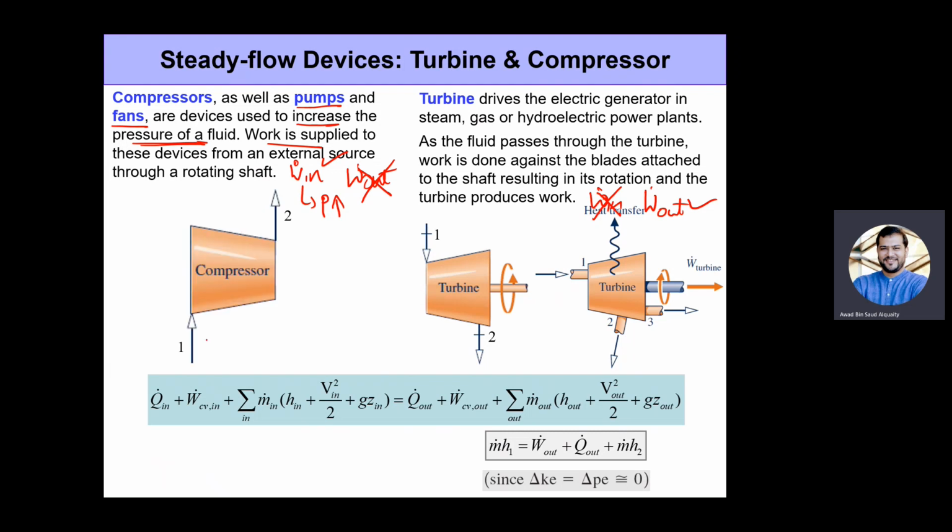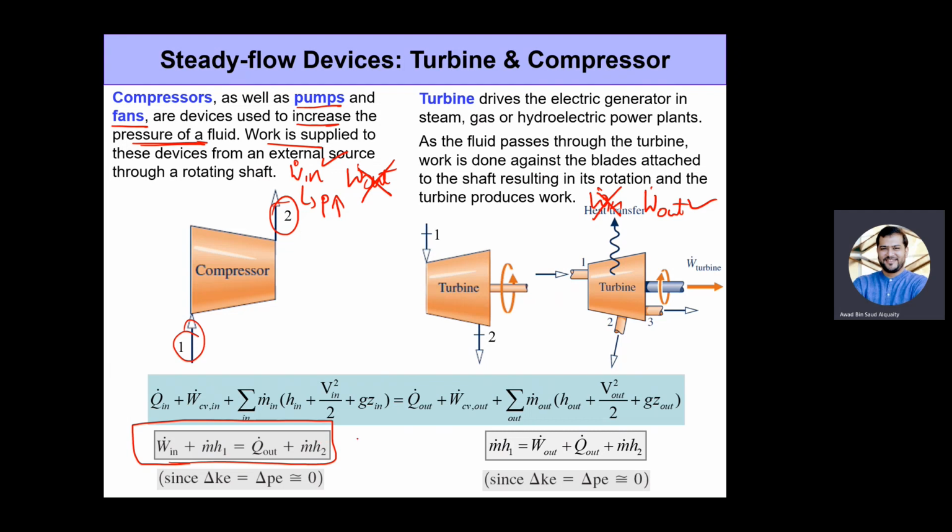So if you talk about a very simple compressor, which is single inlet, single exit, like the one shown here, well, the energy balance for such a compressor would turn out to be as shown here: W_in, which is the work input, plus m dot h1, which is the mass flow times the enthalpy at the inlet, would be equal to m dot h2, which is the mass flow times enthalpy at the exit, right? And h2 would be greater than h1.